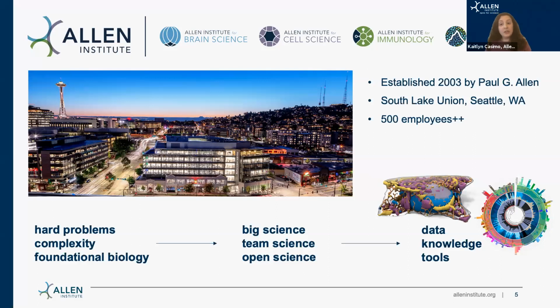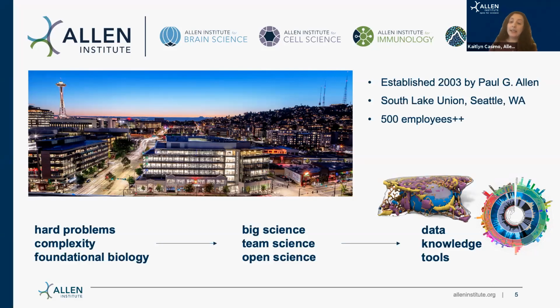So the Allen Institute is a biological sciences nonprofit. We're located in Seattle with focused research areas in neuroscience, cell biology, and immunology. And we also support cutting edge research across the world through the Paul G. Allen Frontiers Group. Across our institutes, our scientific process is focused on tackling complex, broad, hard problems in the fundamental biological sciences. And our approach is guided by three core principles: big science, team science, and open science, which I'll return to in a moment.